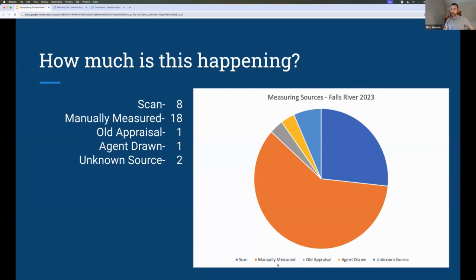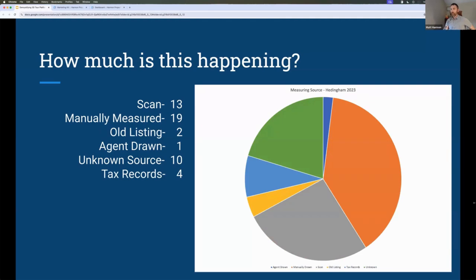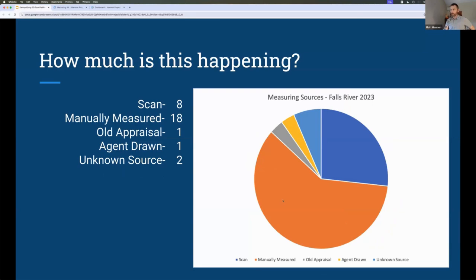So how much is this happening? I looked at a couple of neighborhoods, including my neighborhood, Falls River. I looked at the attachments to see where the measurements are coming from in this neighborhood. And this navy quarter here is the ones that were scans. So 25% of the listings for that year in 2023, the source of the square footage was a scan. I looked at Headingham as well. And this gray quadrant down here, this was the scans. This orange one is the manually measured. Back in Falls River, that was the same here. This big orange one, these were manually measured.